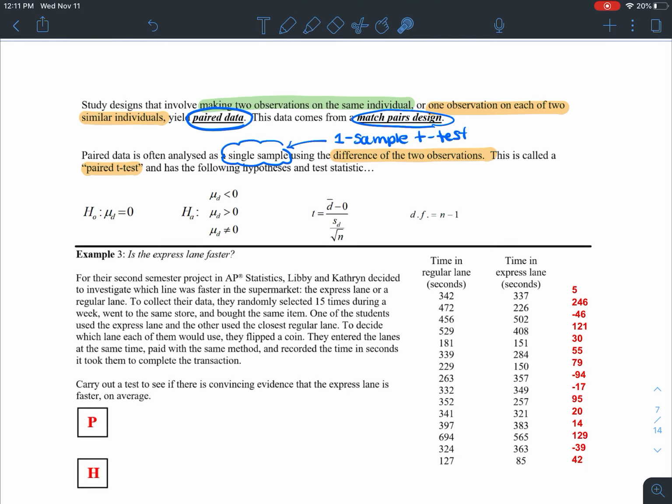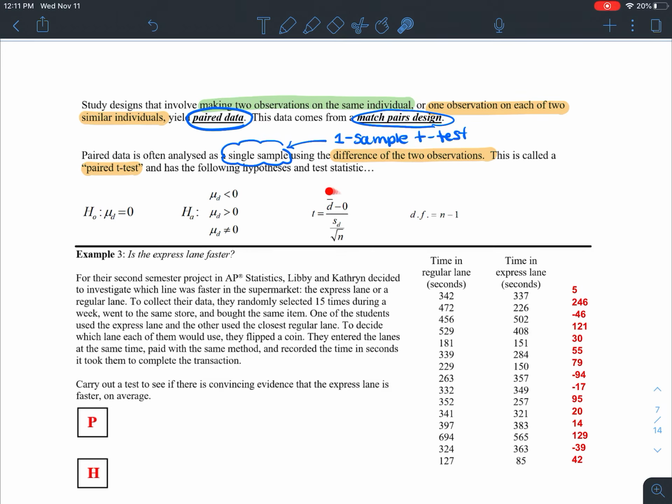You are always going to have your null hypothesis represent what the average difference is between the two observations. So notice that I have mu sub d. Our null hypothesis is always a statement of equality, meaning there is no difference at all between the two things you're comparing. And that is why this is always going to be a 0. Your alternative depends on whether we're talking about less than, greater than, or not equal to 0.